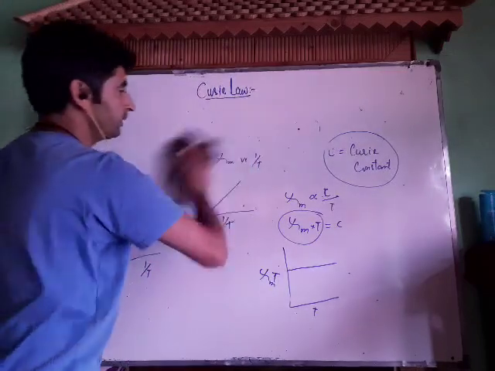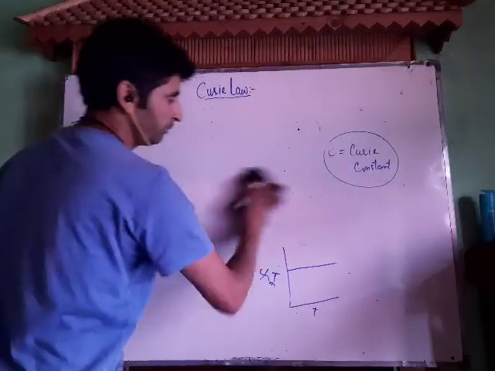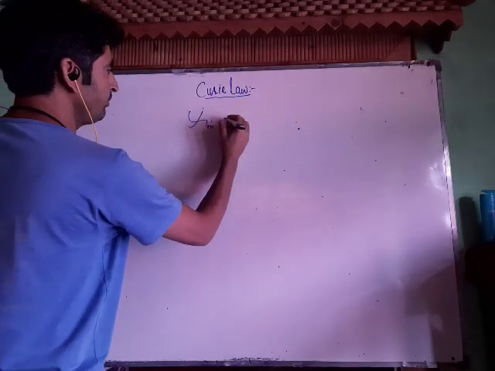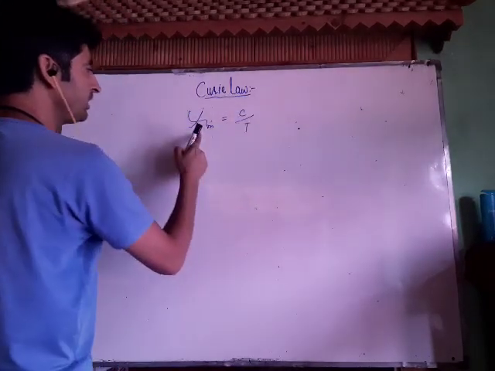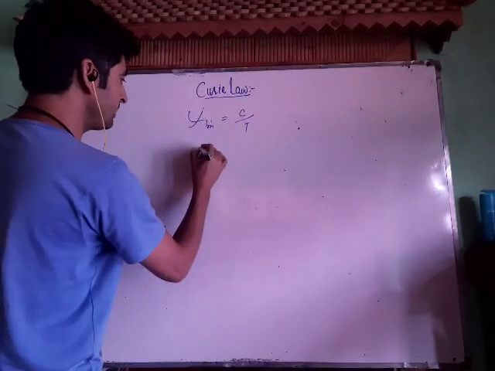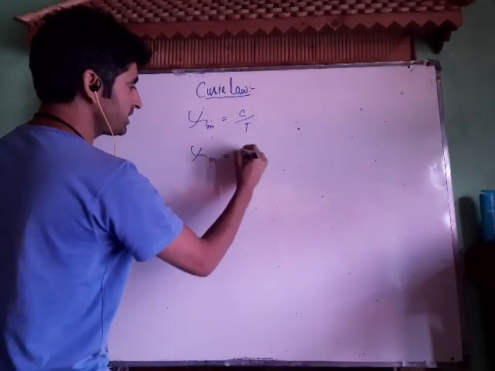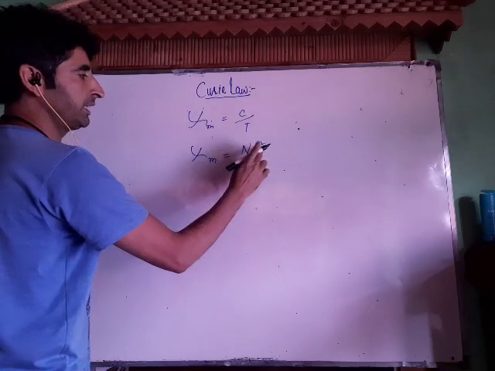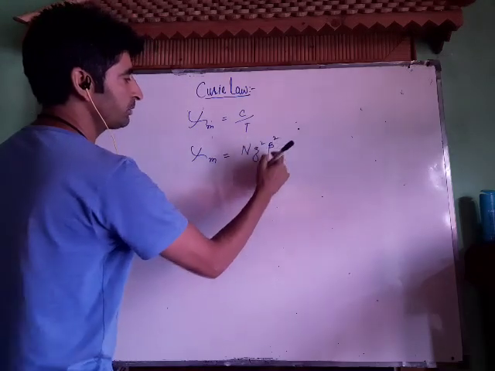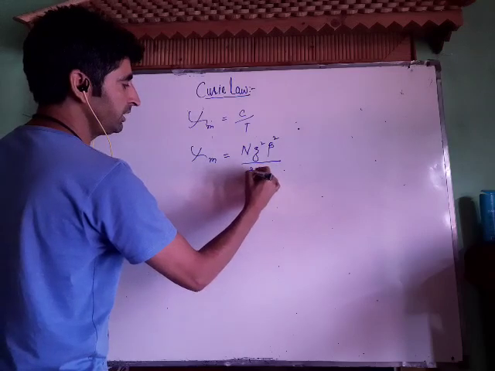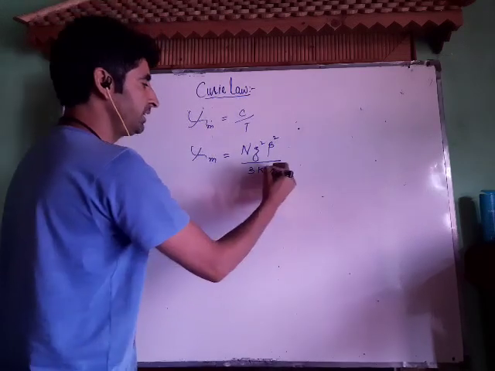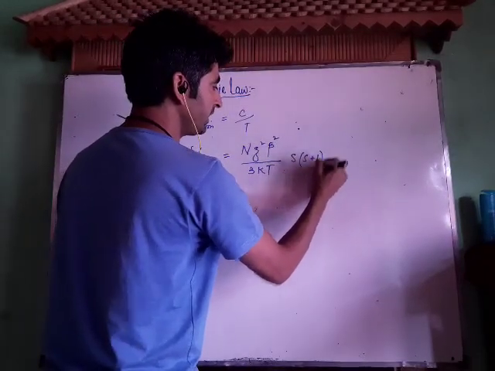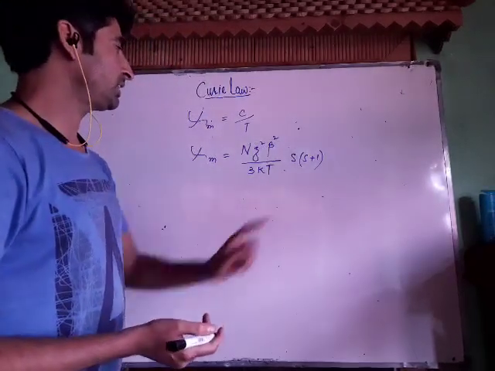Now let us come to the main point of this concept. We know now that in Curie law chi m is equal to C by T. But what is this chi m? This is magnetic susceptibility. This chi m is equal to N g square beta square divided by 3 K T, into S plus 1, where N is Avogadro's number, g is the gyromagnetic ratio, beta is the Bohr magneton, K is Boltzmann's constant, and S is the spin of an electron.